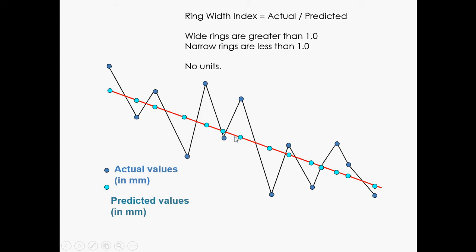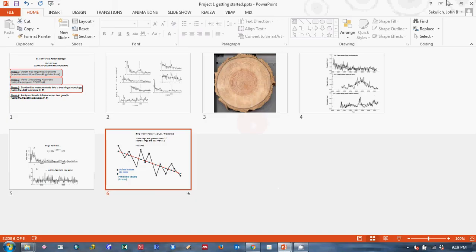So if the actual value and the predicted are the same, you would get a value of 1.0, because the same number divided by itself is 1. If the actual value is wide, the ring is wider, then you'll have a value greater than 1. If the actual value is lower than the predicted, you'll have a value less than 1. So that's all we're doing for detrending, and we're going to do it in R.